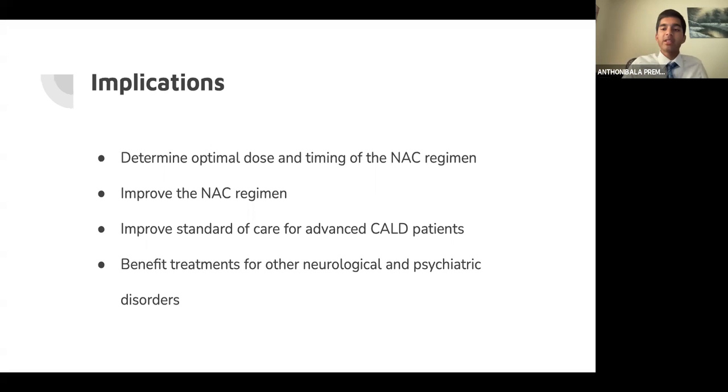Currently, advanced CALD patients are being administered large amounts of NAC and are being hospitalized for up to 100 days post HSCT, which is quite exhausting and extensive for these patients. The results and interpretations from this study can allow future researchers to understand how the concentrations of NAC, cysteine, and glutathione are changing throughout the HSCT treatment, which will eventually lead them to finding the optimal dose and timing of the NAC regimen, such as how much, how often, and how long it should be administered to the patient.